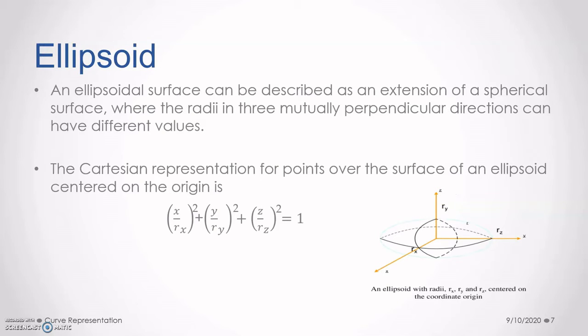Now I'll move on to the ellipse, which is known as the ellipsoid. An ellipsoidal surface can be described as an extension of a spherical surface where the radii in three mutually perpendicular directions can have different values. See, we have three radii here, that is Rx, Ry and Rz. So the Cartesian representation for points over the surface of an ellipsoid centered on the origin is (x/Rx)² + (y/Ry)² + (z/Rz)² = 1.